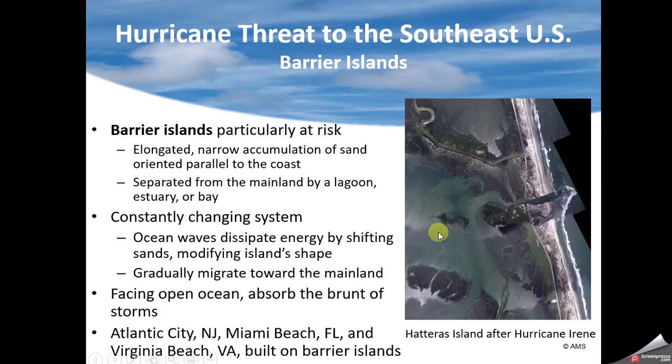Barrier islands definitely play a role in keeping things at bay. Think about the Outer Banks. They actually act like a barrier island for a lot of the mainland along the North Carolina coast, so that the storm surge is going to hit that barrier island, it's going to destroy it, but actually be weaker by the time it gets into the mainland.